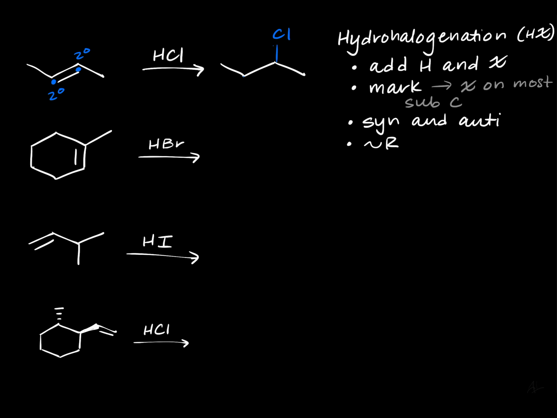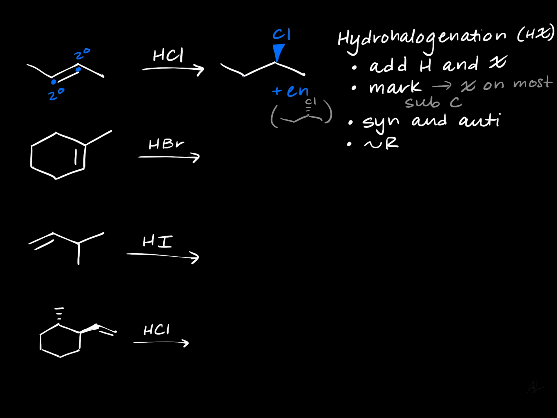That means that we should probably indicate using wedges and dashes. I'm going to arbitrarily put the chlorine on a wedge, but I could also have arbitrarily put the chlorine on a dash. So I can have this plus its enantiomer. You can draw this, or you could actually draw the enantiomer. Both are fine options.